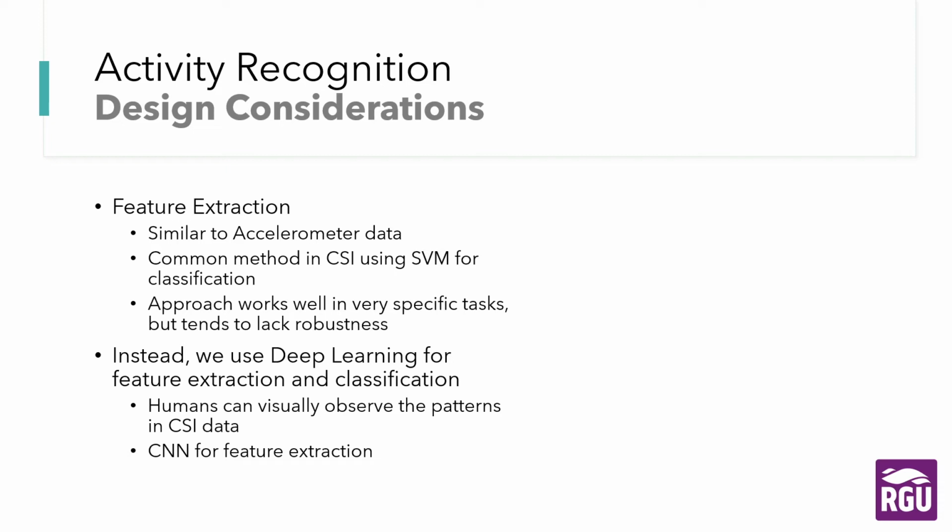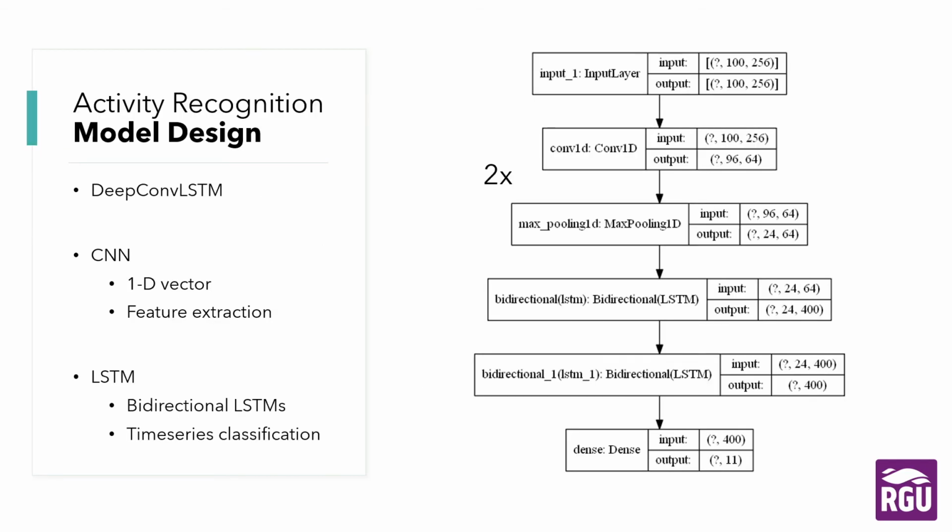Instead, we're interested in reducing the domain knowledge needed to build these models, using deep learning for both feature extraction and classification. As in the diagram before, we've been able to manually observe the patterns in our CSI data. Surely we should be able to learn those features from our data algorithmically. Our chosen model structure is our deep convolutional LSTM.